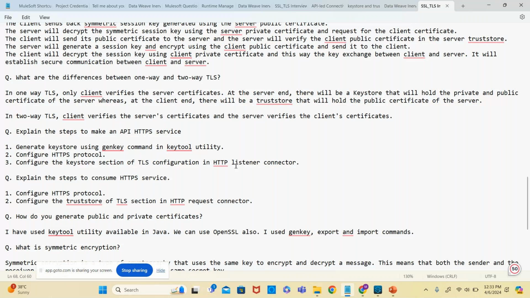You are trying to generate the certificate. Then you are configuring HTTPS, and then you are configuring the TLS section of listener, the key store part. Right? Okay.